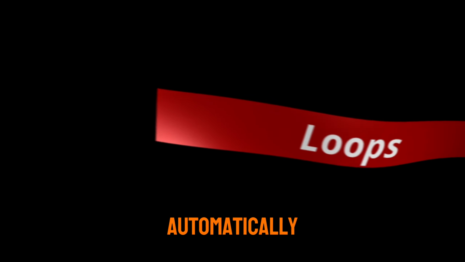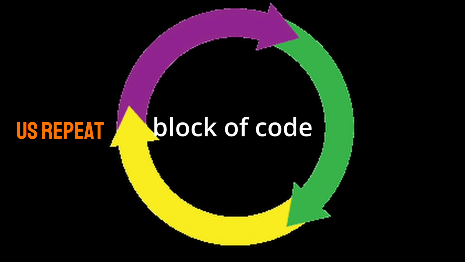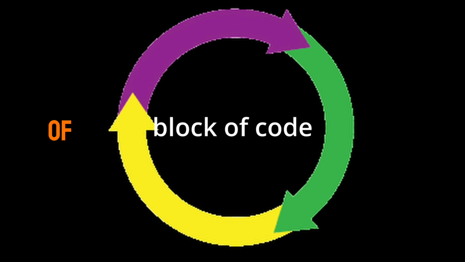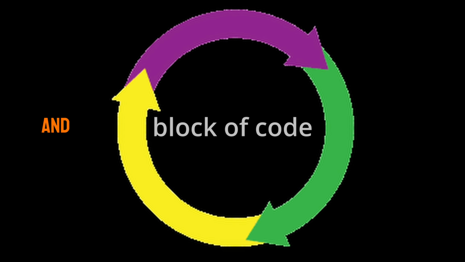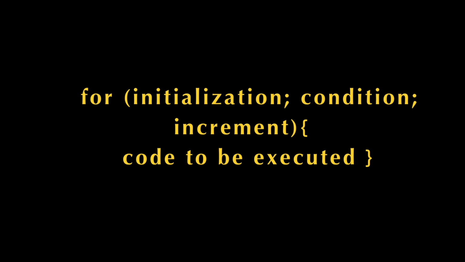Instead of writing the same code over and over again, loops allow us to repeat actions automatically based on certain conditions. Now, let's start with one of the most commonly used loops in JavaScript, the for loop. A for loop lets us repeat a block of code a specific number of times. Let's break down the syntax and see how it works. For: initialization, condition, increment, and code to be executed.